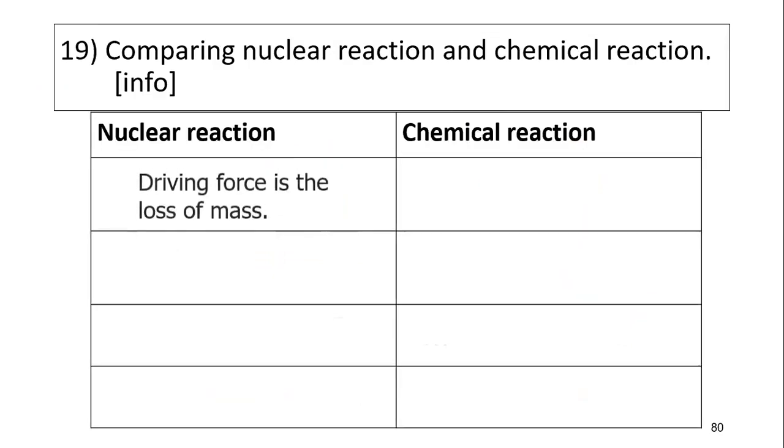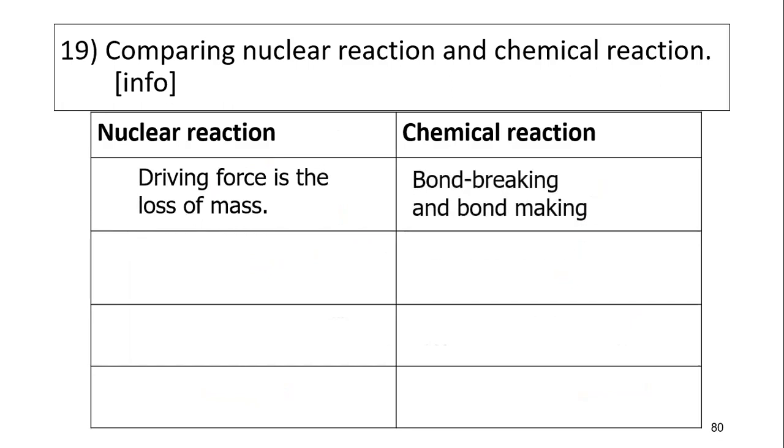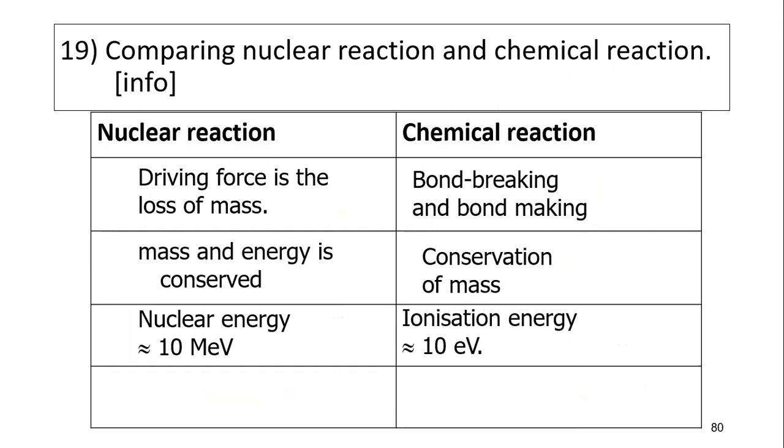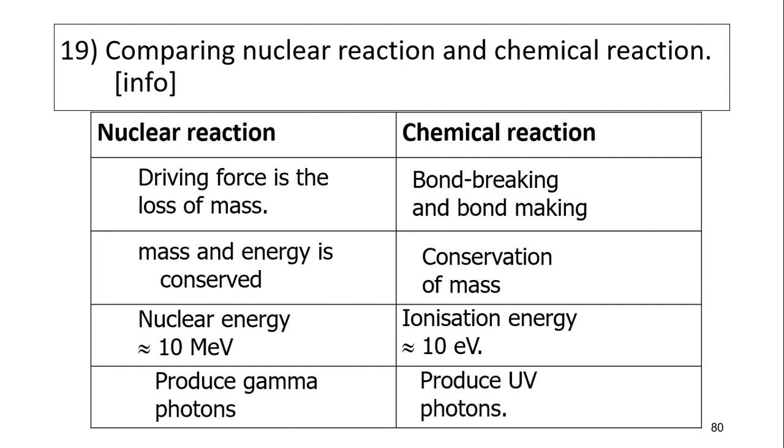Right? Nuclear reaction, driving force is the loss of mass. Chemical reaction, bond breaking and bond making. Nuclear reaction, mass and energy conversion. Chemical reaction, only conservation of mass. Nuclear reaction, energy involved is about 10 mega electron volt. Ionization energy is about 10 electron volt. Usually in nuclear reaction, we produce gamma photon. Chemical reaction, we produce ultraviolet photon.